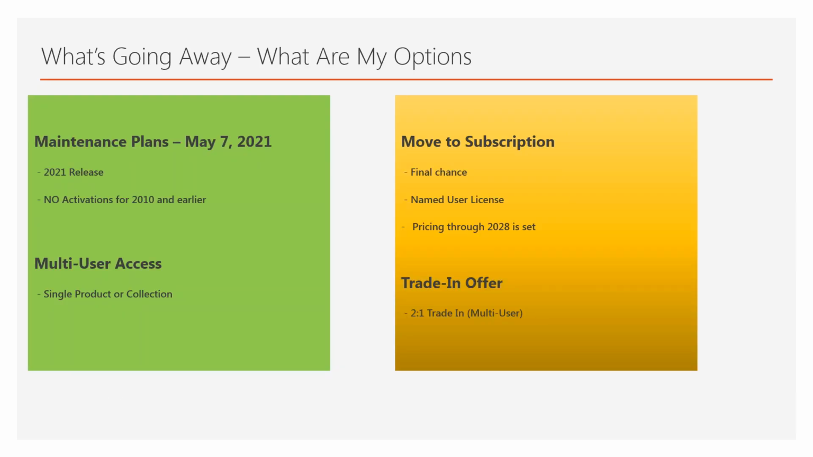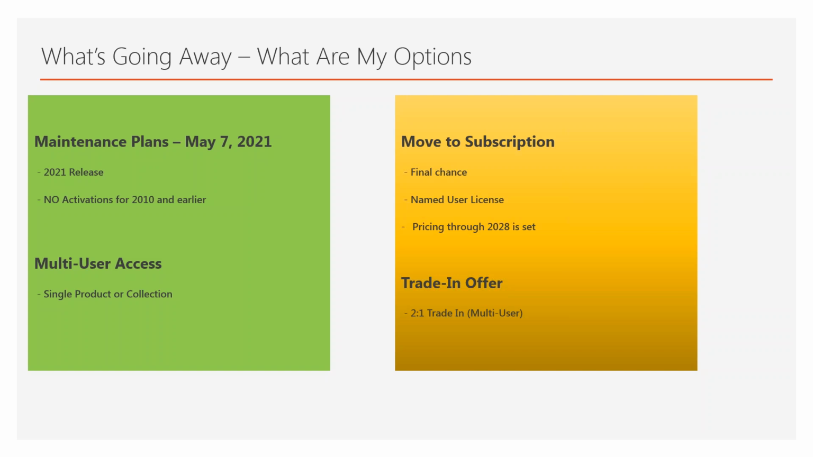So what's going away with all of this is the maintenance plans. Maintenance plans are disappearing. They're going to be gone. May 7th, 2021 is going to be the final date for maintenance plans. It's just this renewal now. You can renew your maintenance plan. Keeping your maintenance plan alive allows you to receive technical support. It allows you to still use older versions of the software. But after May 7th, 2021, there will be no more maintenance plans. Autodesk is totally discontinuing that.